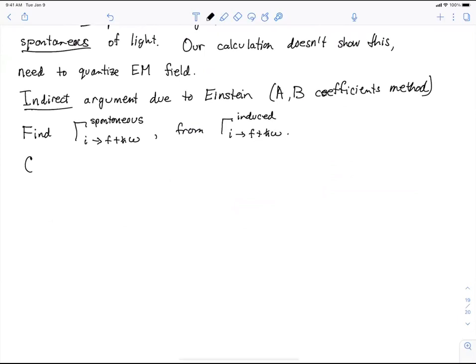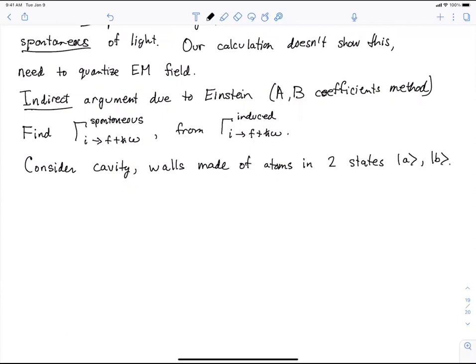So what we're going to do is consider a very simple situation where we have some cavity whose walls are magically made out of just the two states that we're interested in. So walls are made out of, let's say, atoms in two states. We'll call them A and B. The reason we're not calling them initial and final is because these states will both play the role of initial and final in the argument we're about to do.